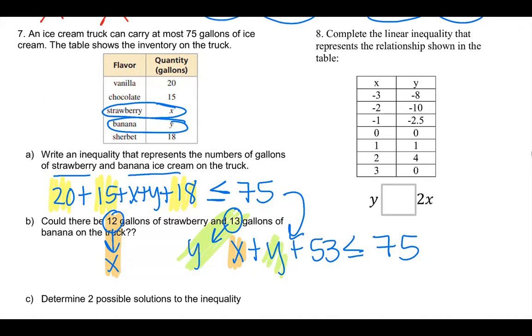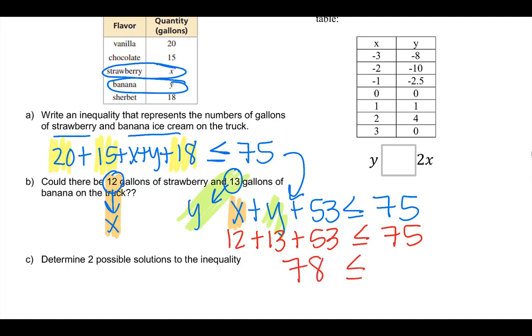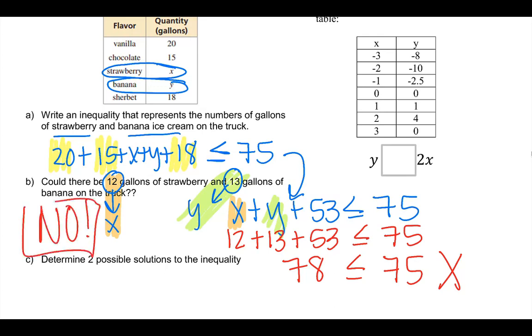So I've got 12 plus 13 plus 53 has to be less than or equal to 75. And I end up getting 78 is less than or equal to 75, which is not true. So this would be no. This does not work out.